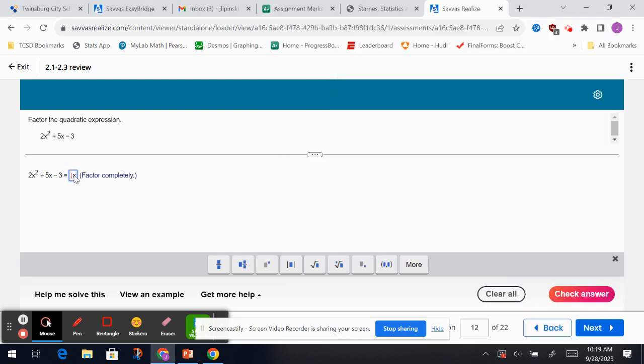x + 3 and 2x minus 1. That is the factored form. And again, why couldn't I do the puzzle method? Because there's a number in front of the x squared.